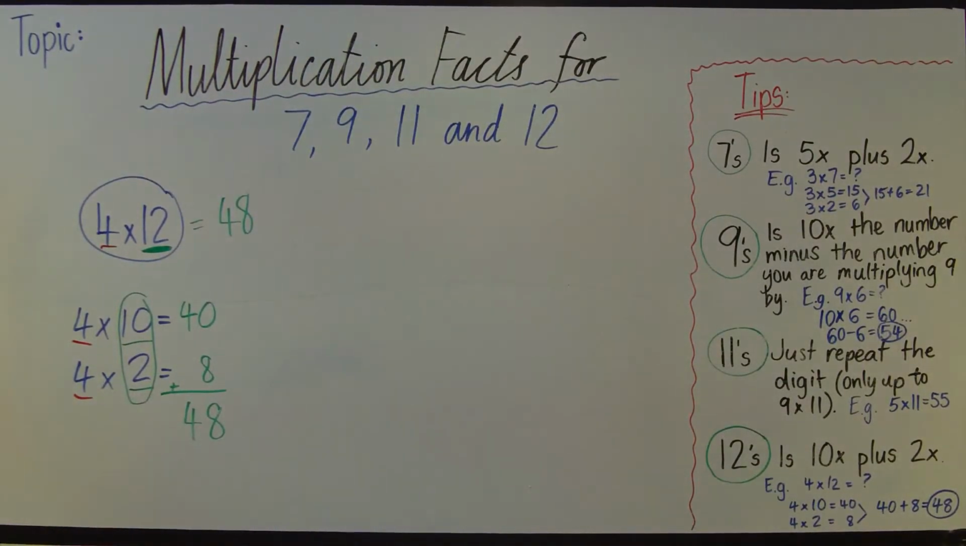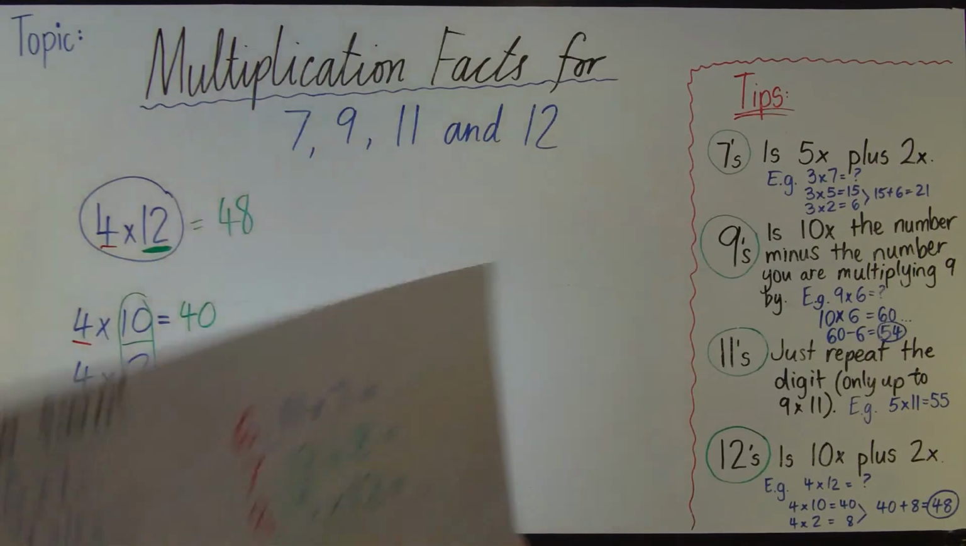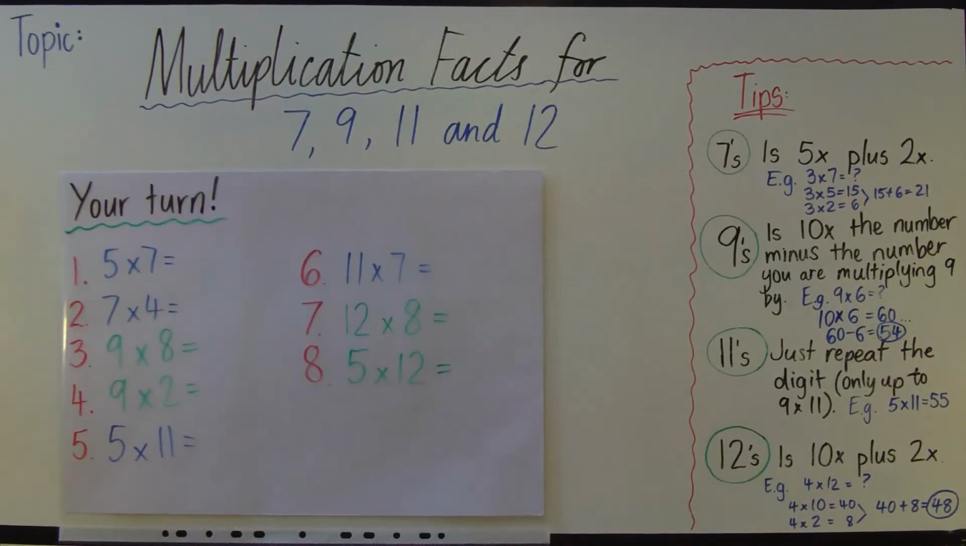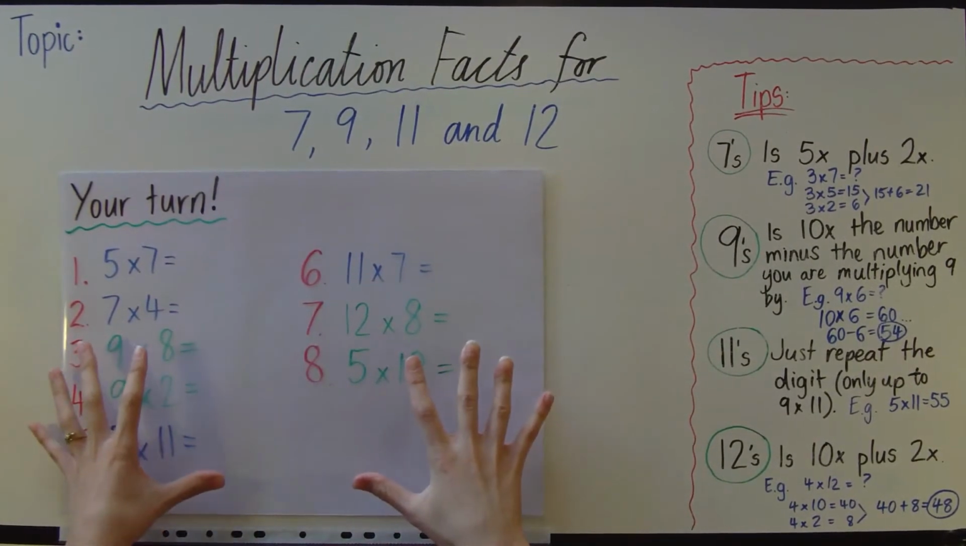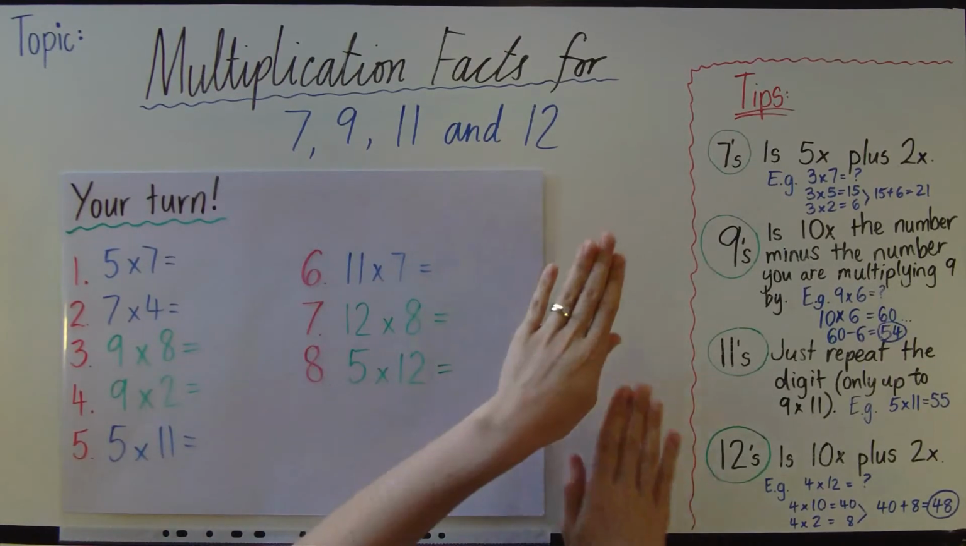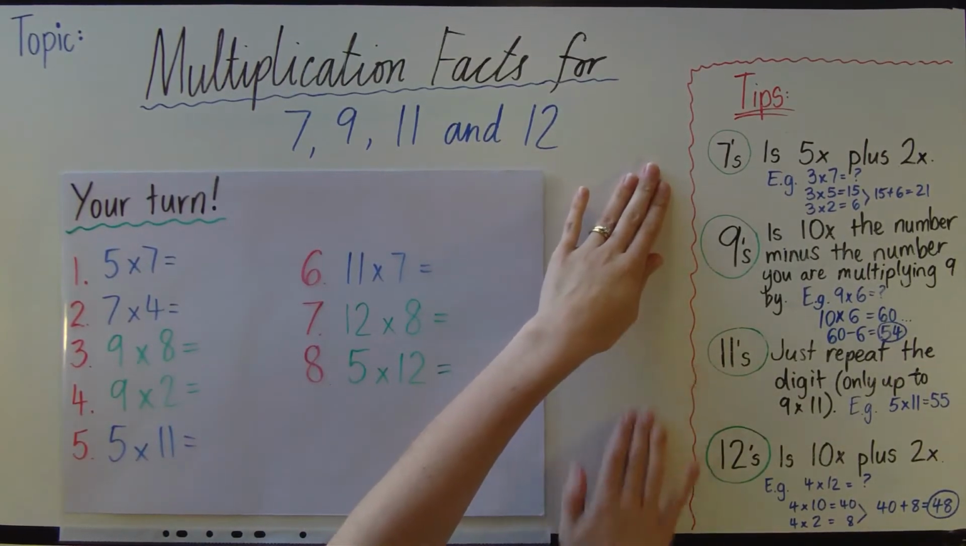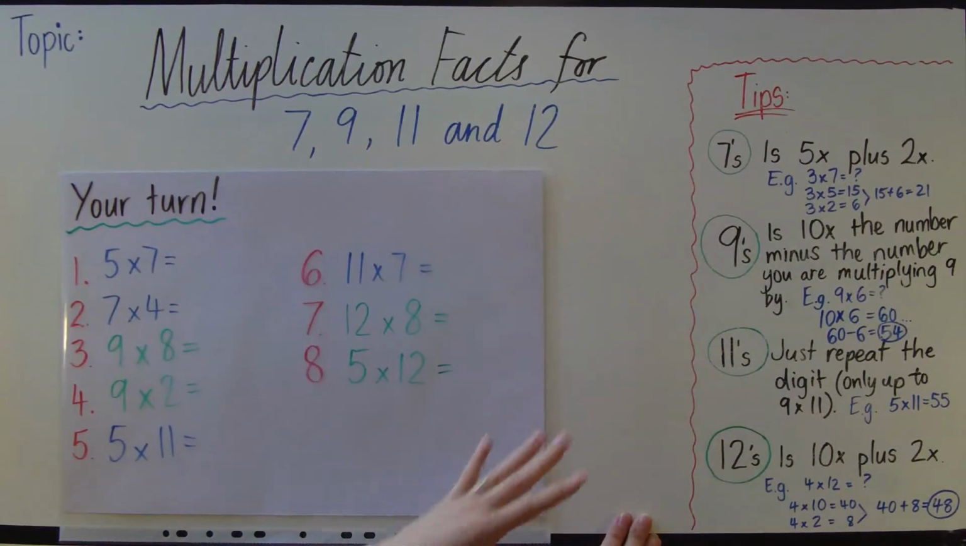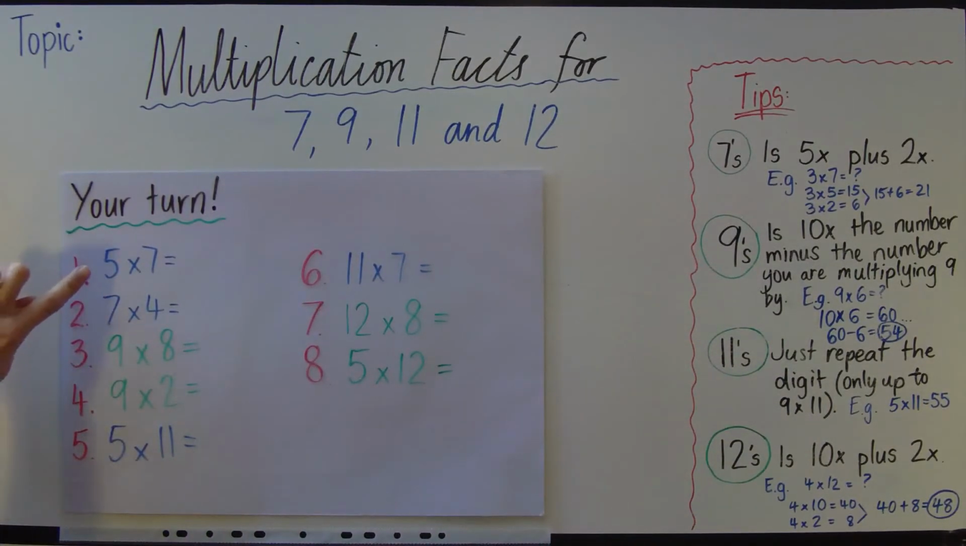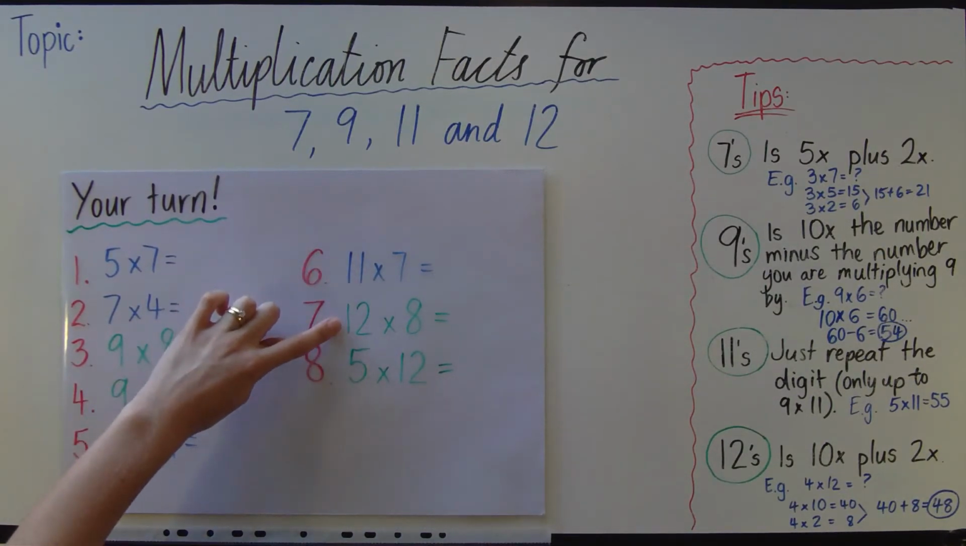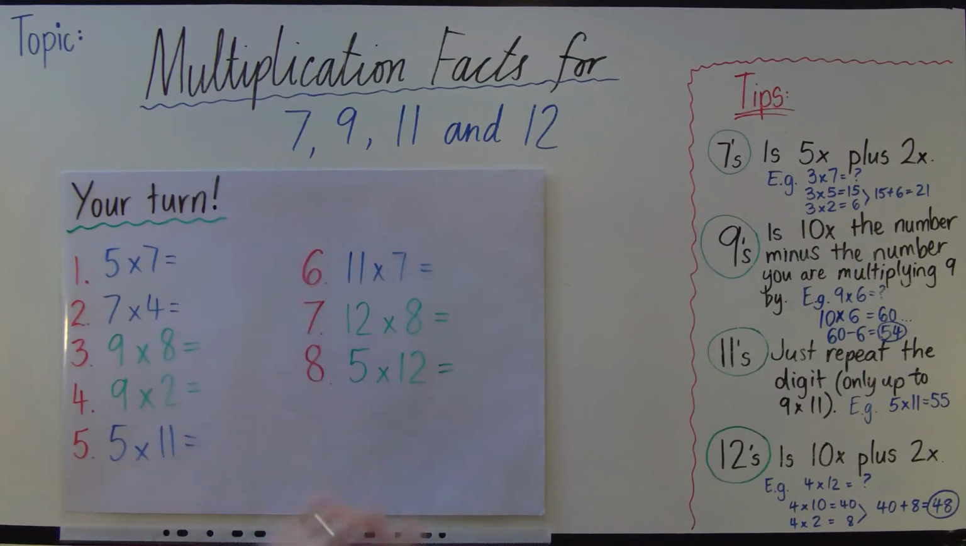Now it's your turn. So here are some questions for you to work on in your maths sheet. What I need you to do is use these tips here on the side to help you out if you need to. And these questions are 5 times 7, 7 times 4, 9 times 8, 9 times 2, 5 times 11, 11 times 7, 12 times 8, 5 times 12. So make sure you pause the video now and have a go at answering these questions using these tips over here.